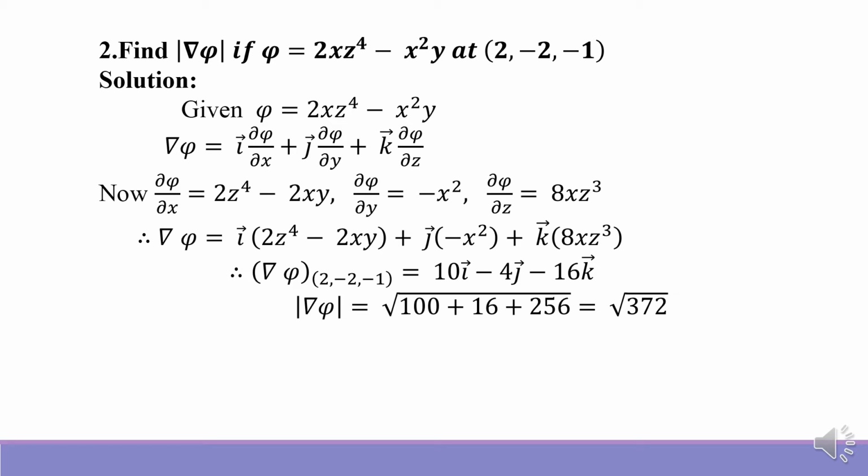Replace x by 2, y by minus 2 and z by minus 1. We get del phi at the point equal to 10i vector minus 4j vector minus 16k vector. Then find modulus of del phi.